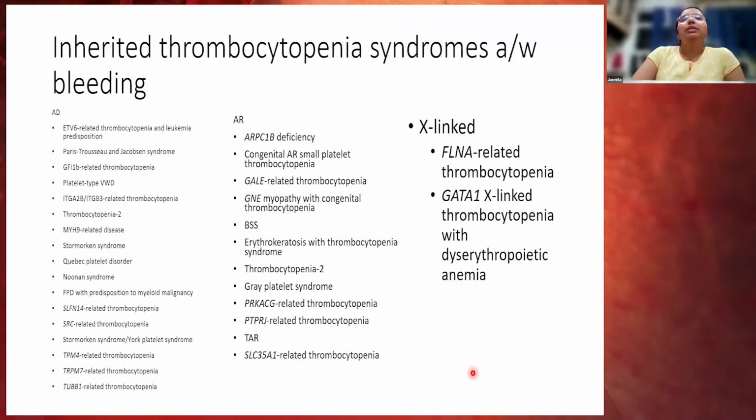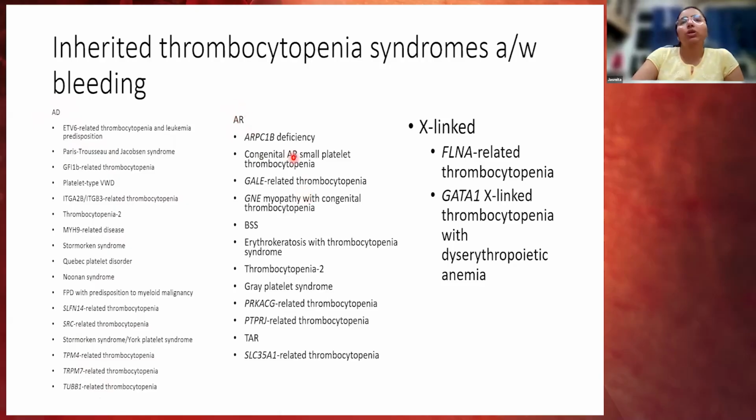So when we talk about inherited thrombocytopenia syndromes, here I've listed only those conditions which are associated with a bleeding diathesis as well. So these are the autosomal dominant disorders, and they range from ETV6-related thrombocytopenia and leukemia predisposition to Noonan syndrome to a classical cubic platelet disorder. And there are new genes and new disorders which are continuously being added to the list.